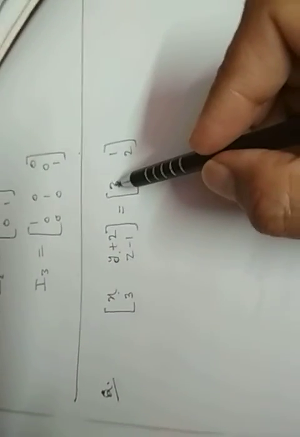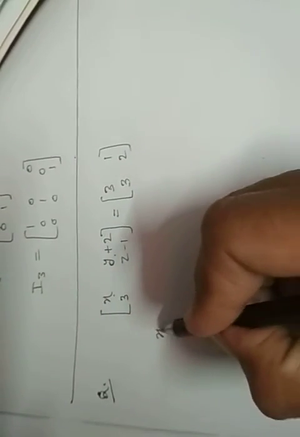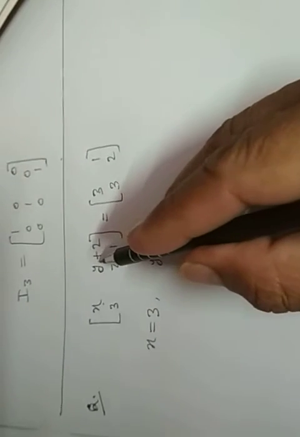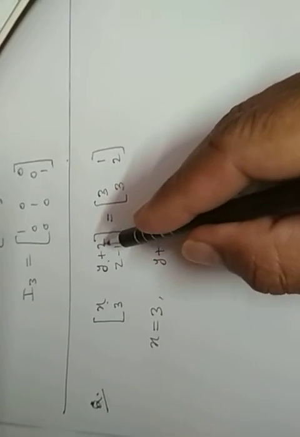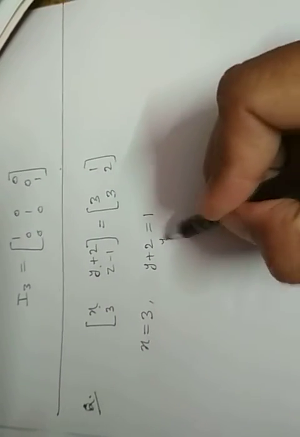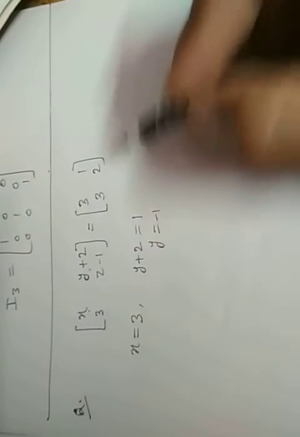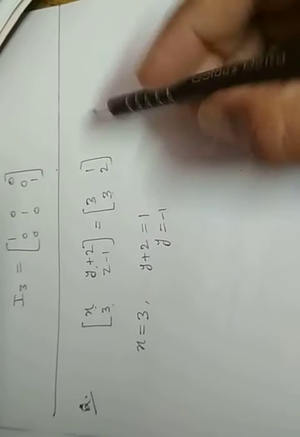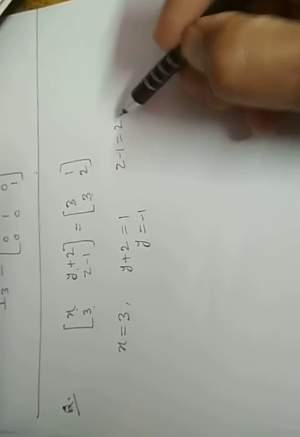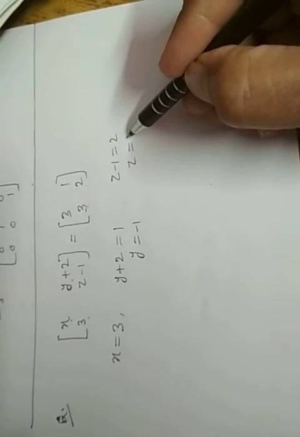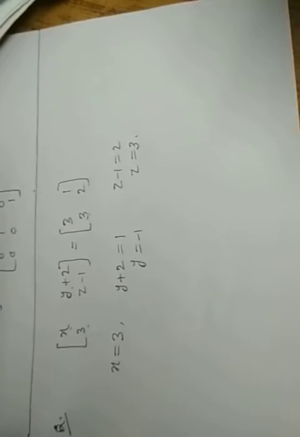Then we can compare. First element will be equal to first element of this matrix, so x will be equal to 3. Y plus 2 is the first row second column element. Here first row second column element is 1. Y plus 2 is 1, then y is equal to 1 minus 2, that will be minus 1. This 3 is equal to 3 already written, and z minus 1 is equal to 2. Therefore z is equal to 2 plus 1, since minus 1 is taken to other side, it becomes plus 1. So z is 3.